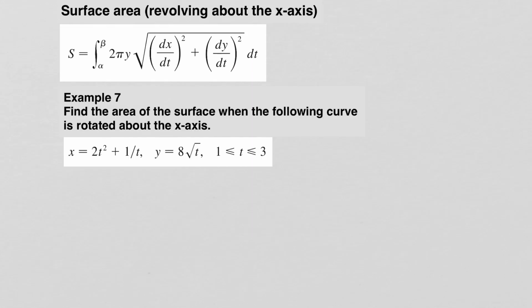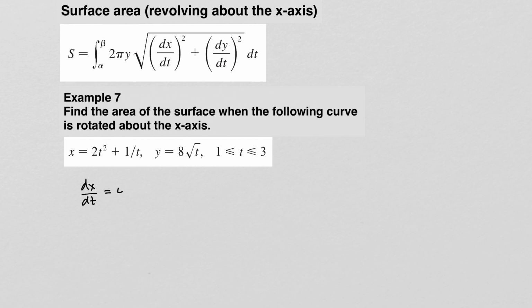The final topic is finding the surface area revolving a curve about the x-axis using parametric equations. Here's the formula for doing that. If you look closely, you'll notice that this formula is very similar to the formula that we learned using rectangular equations. So in this example, we have x equals 2t squared plus 1 over t, and y equals 8 radical t. T is between 1 and 3. And we want to find the surface area when revolving this curve about the x-axis. This is pretty much just a matter of plugging the information into the formula and then doing the integral. So first, let's calculate dx dt.